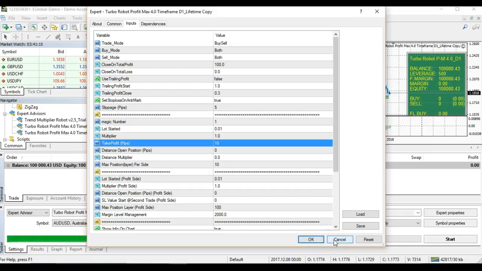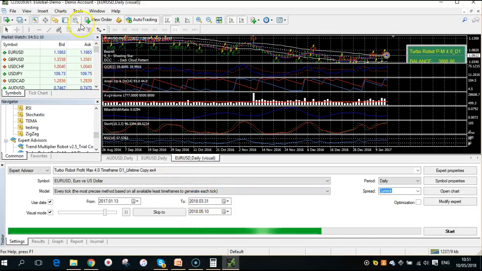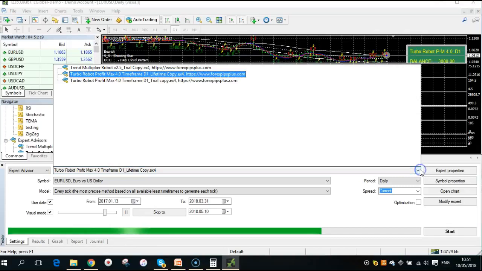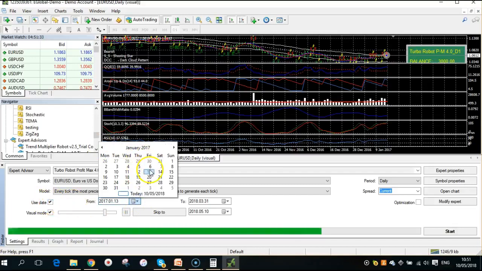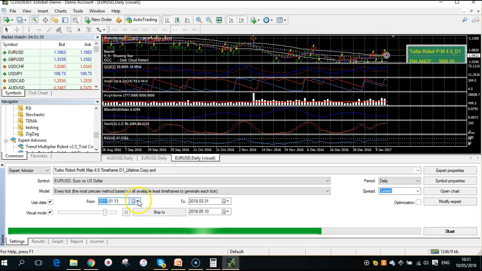So how to find your strategy tester? You can click this over here. Just click this, and then you have this here, and then you select your robot. Then select your currency, and just leave it as every tick. First you have to set the date. You have to check the most latest one. Normally the default is a very old date, so you can change this from when and to when.